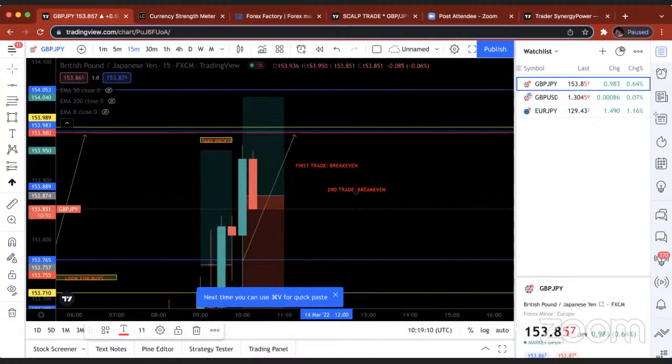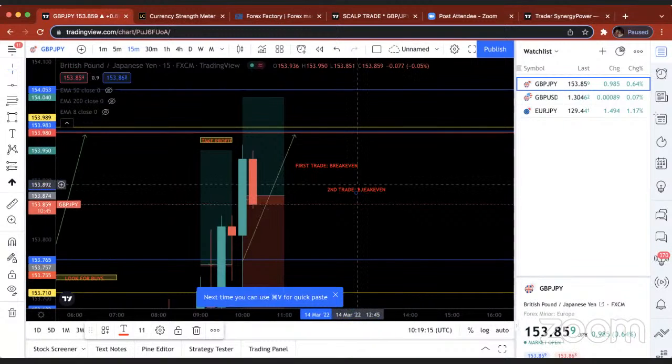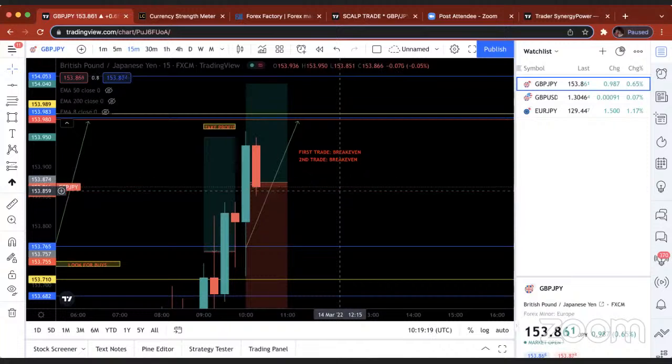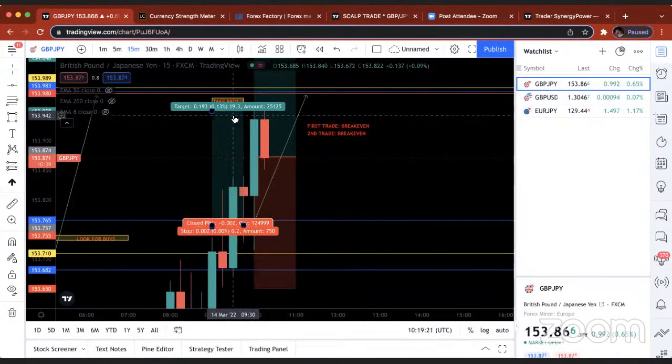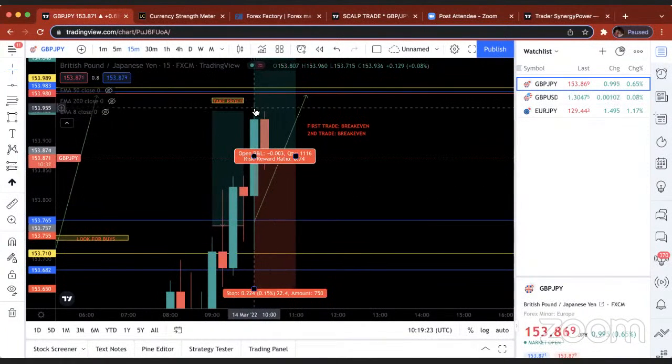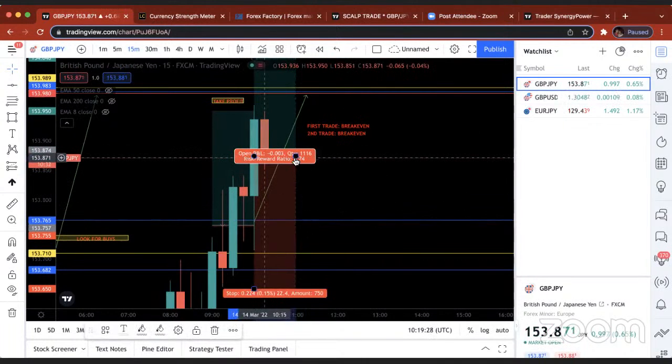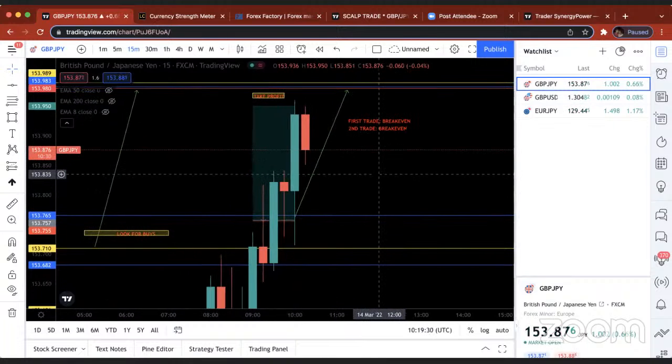Man, I can't lie to you guys. The only issue is that this trade played out, man. 19 pips to the T. Look, take profit was right here. This is the trade, but again, I always move my stop loss to break even.